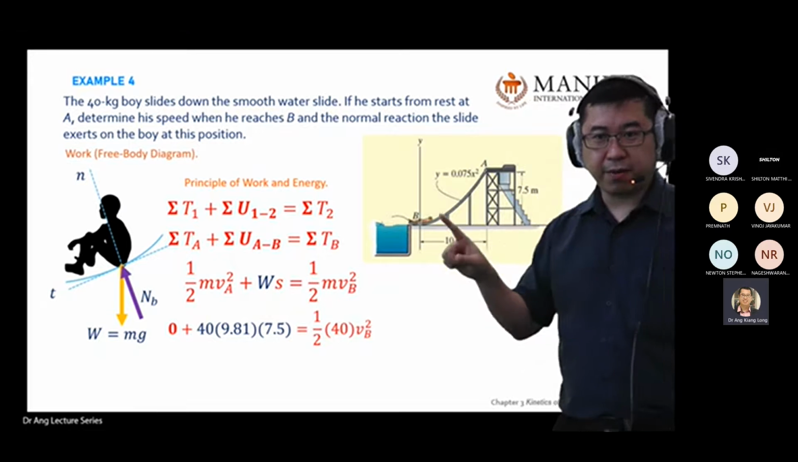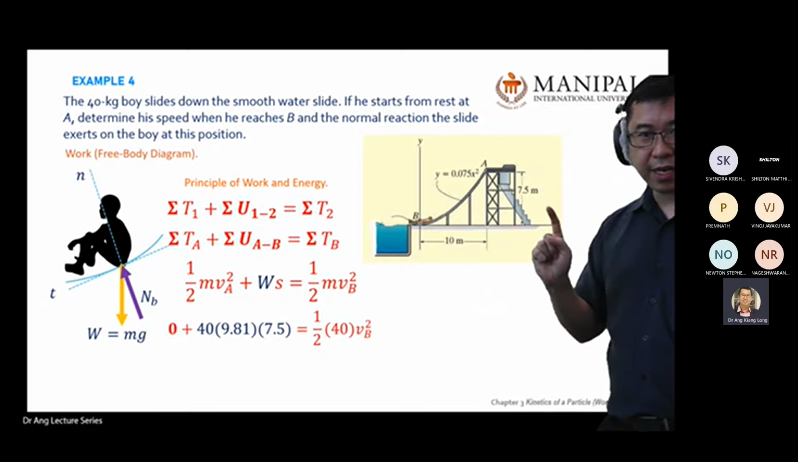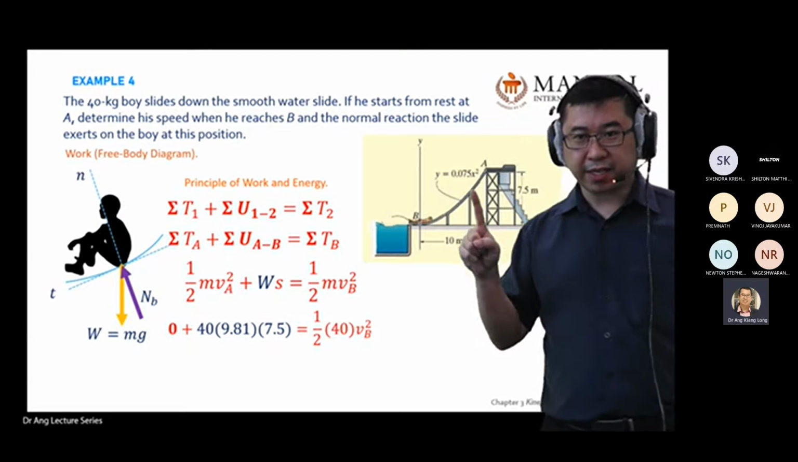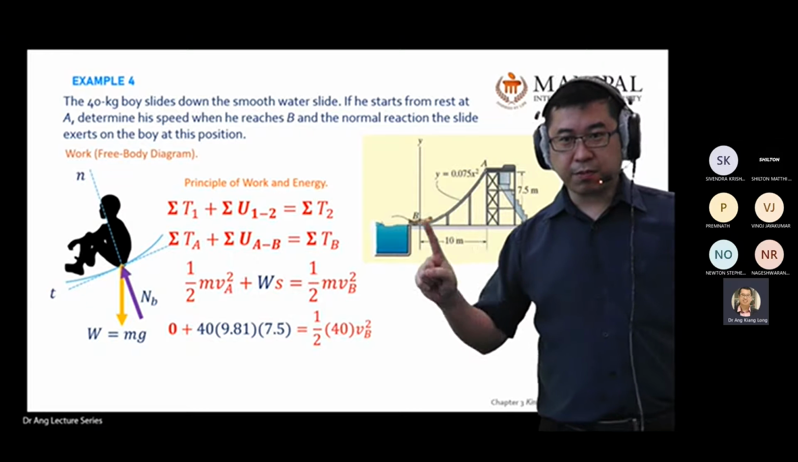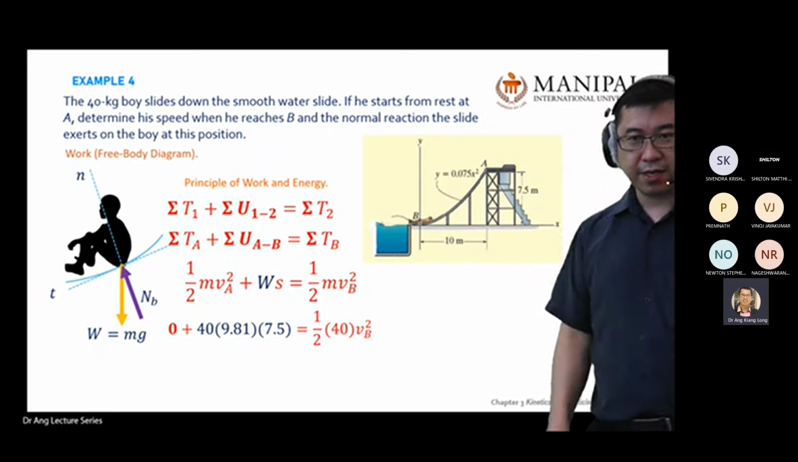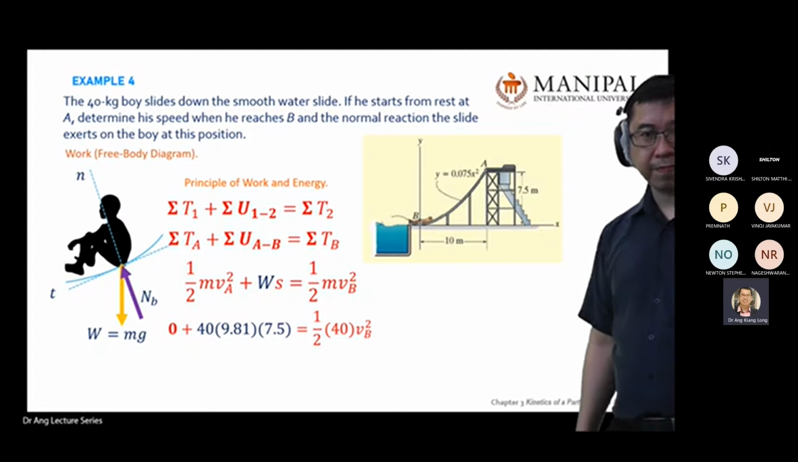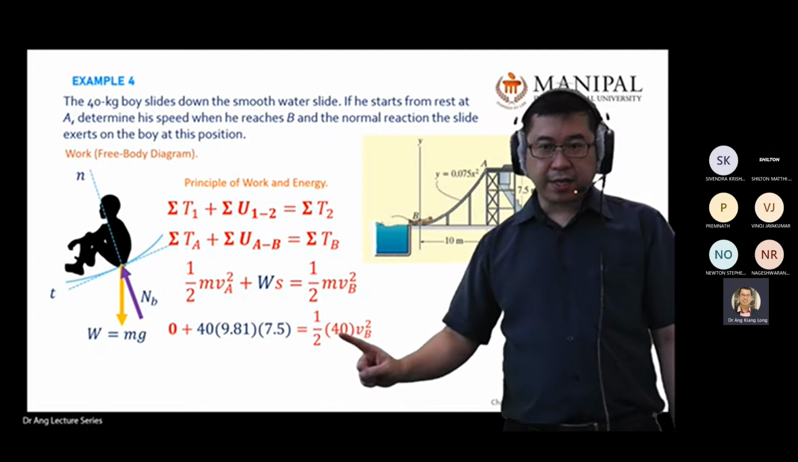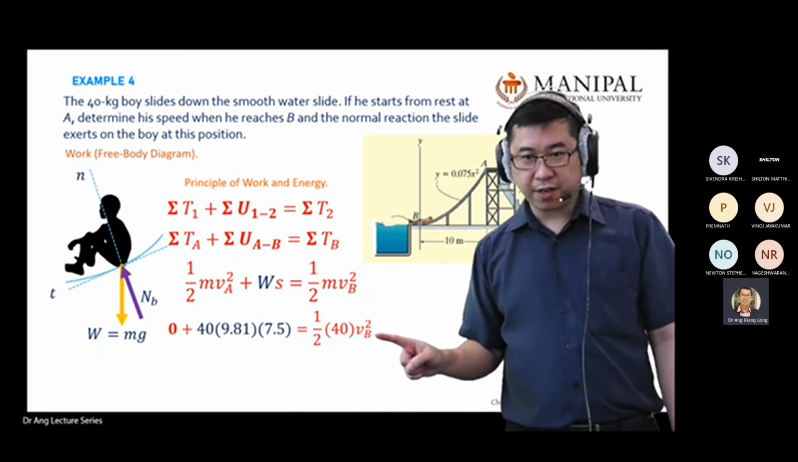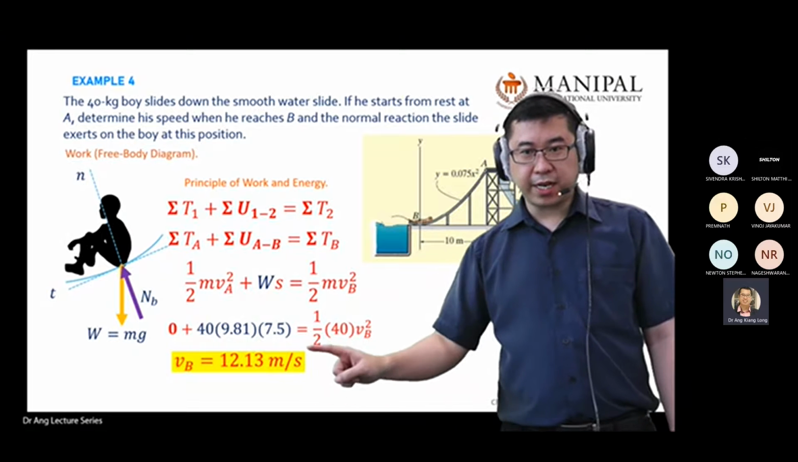So here your weight moves from A to B. This is the S value, 7.5. Take note there. Don't go and calculate the displacement or the circumference of this curve. Your S or displacement is here. Then this one is 40 VB. So basically this equation only leaves out VB. Okay, VB equal to 12 something. Again, unit is important.